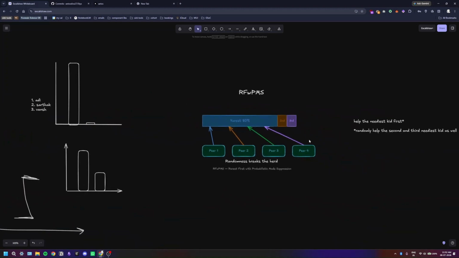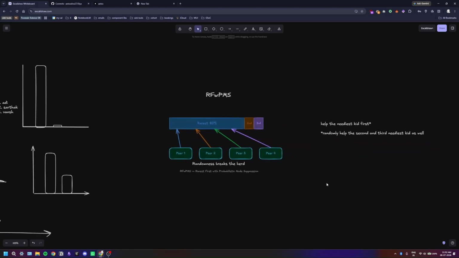This is the entire crux of RFWPMS, or rarest first with probabilistic mode suppression: definitely go help the rarest piece first. The raw efficiency it brings to the table is unquestionable and it is the best approach. But instead of relying on a probabilistic tiebreaker, it is better to probabilistically chase pieces which are second or third rarest, which brings us to this relatively healthier outcome of this algo. But obviously you can't rely on my word for it. Why should you? Even I couldn't.